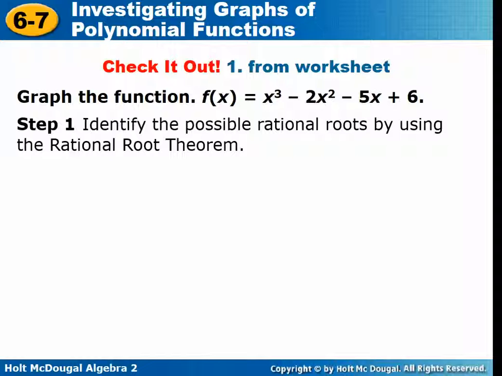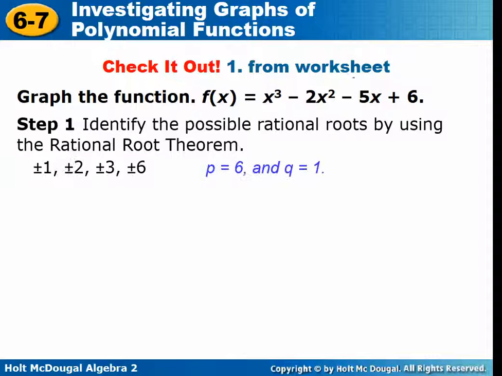If you'd rather answer number 1 in a Word document, you can, or on your own paper. And then the rest of them you'll be doing in Sketchpad. All right, so our first step is to identify the possible rational roots by using the rational root theorem.